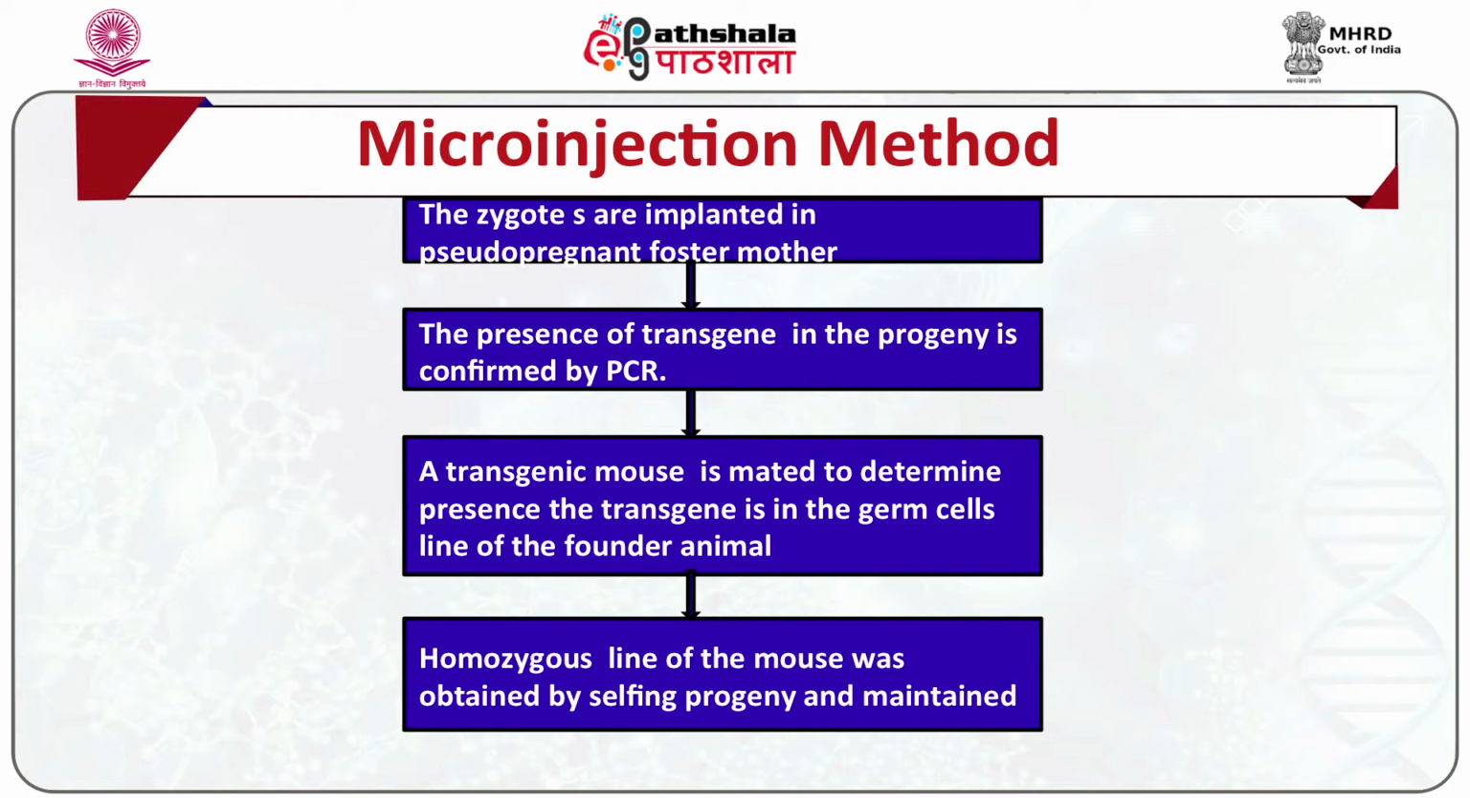The transgenic mice so obtained are called G0 generation, and they constitute founder animals. For identification and confirmation of the presence of transgene in the founder progeny, DNA from a small piece of tail is assayed either by southern blot hybridization or by polymerase chain reaction, that is PCR.